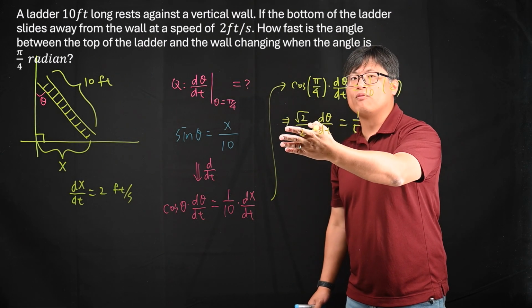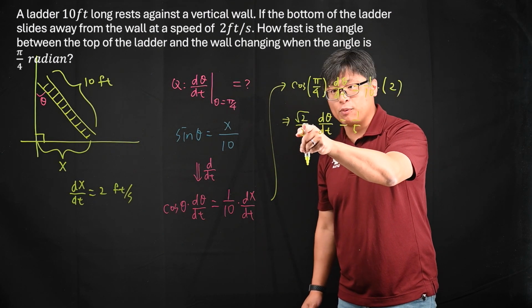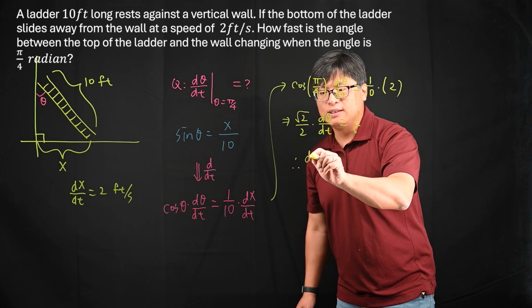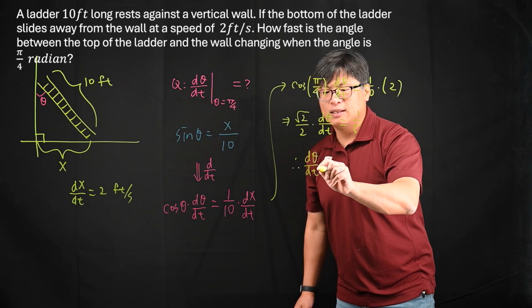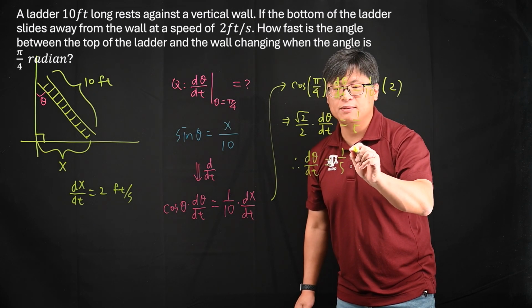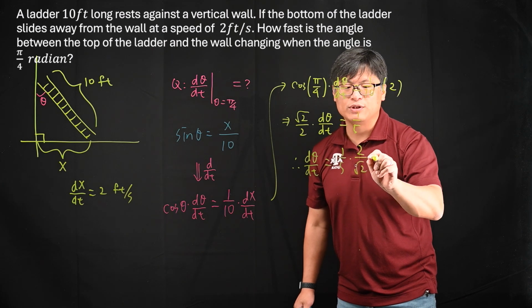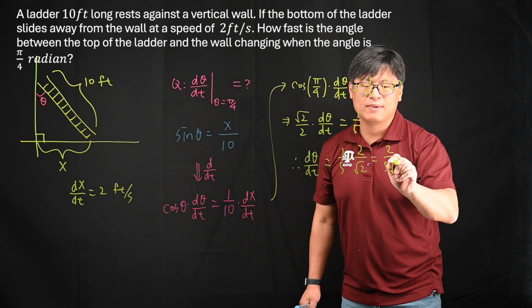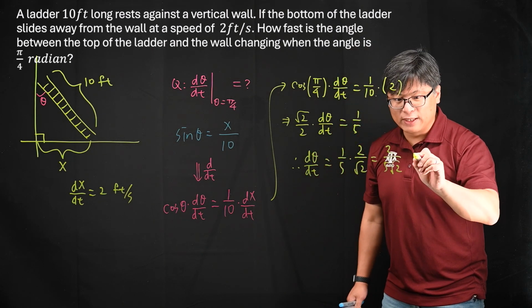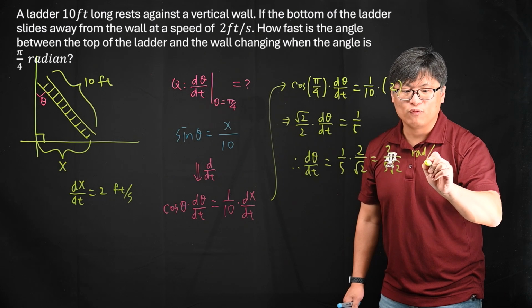Multiply by 2 over square root of 2, which is the reciprocal of this one, then therefore d theta/dt is equal to 1 over 5 times 2 over square root of 2, which is 2 over 5 square root of 2. The unit is radians per second.